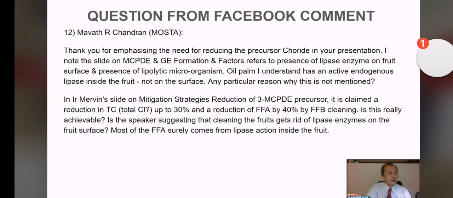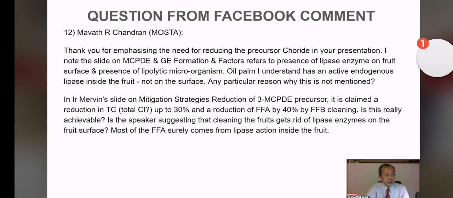So the last question is from Mr. Chandran. Thank you for emphasizing the need for reducing precursor chloride in your presentation. I note the slide on MCPDE and GE formation and factors refers to the presence of lipase enzyme on the fruit surface and the presence of lipolytic microorganisms. Oil palm understands there is an active endogenous lipase inside the fruit, not on the surface. Any particular reason why this is not mentioned?